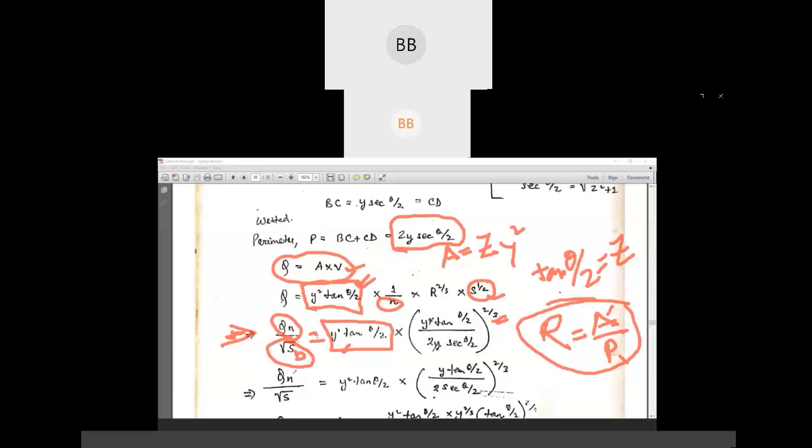Then in the next line, the left hand side will be the same, and on the right hand side this will be kept as it is, and in the second part y will be cancelled out. So that is y tan theta by 2 divided by twice sec theta by 2, all to the power 2 by 3.